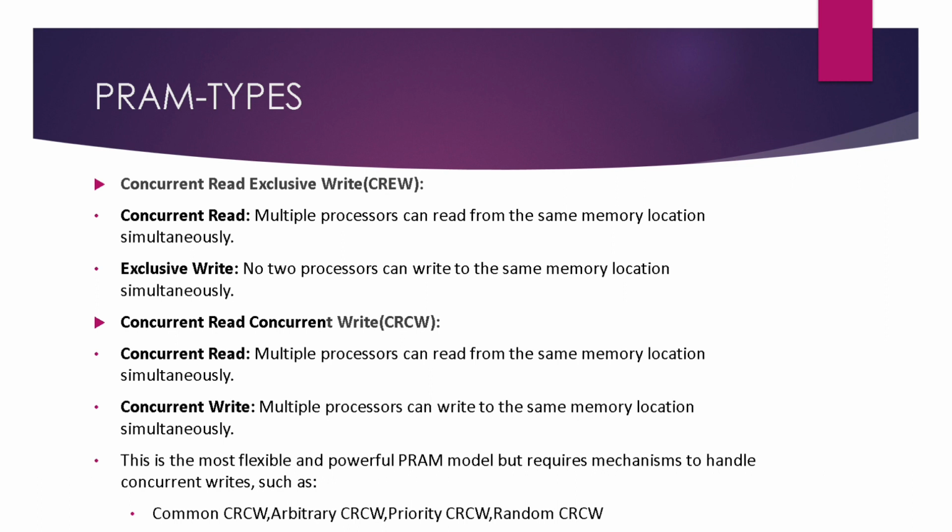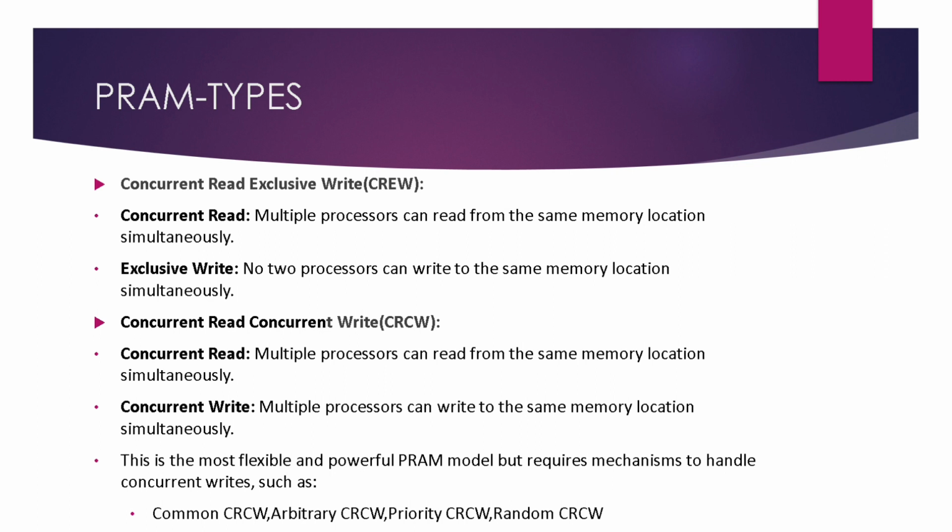Next is concurrent read, exclusive write. Concurrent means multiple processors can read from the same memory location simultaneously. Then no two processors can write to the same memory location simultaneously. Next, concurrent read, concurrent write. It means multiple processors can read from the same memory location simultaneously, and multiple processors can write to the same memory location simultaneously. This is the most flexible and powerful PRAM model, but it requires several mechanisms to handle concurrent writes.